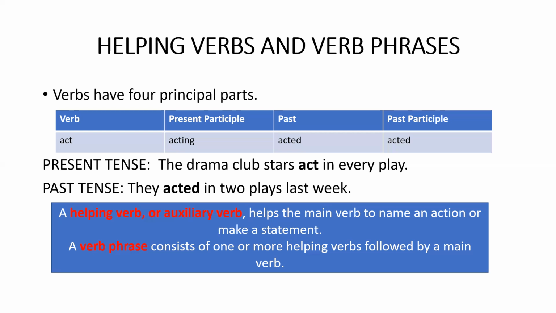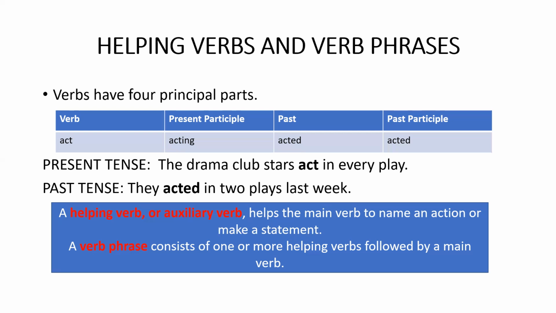So you have to notice that the first principal part of the verb is the verb itself, that is act. For most verbs, you use this part to make the present tense. You form the present participle by adding ing to the verb. The past and the past participle are the same for most verbs. They are often formed by adding ed to the verb.